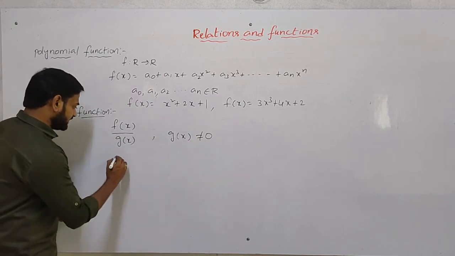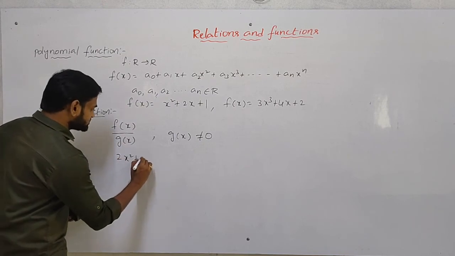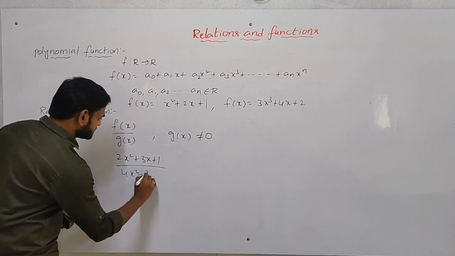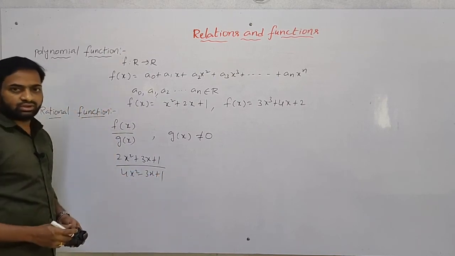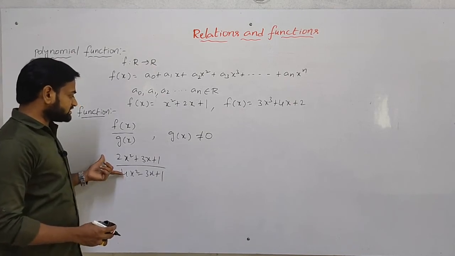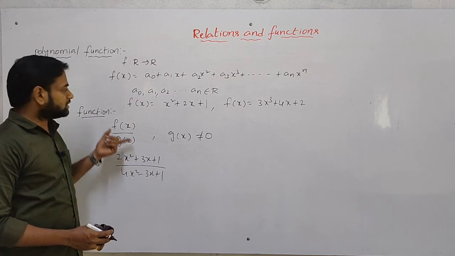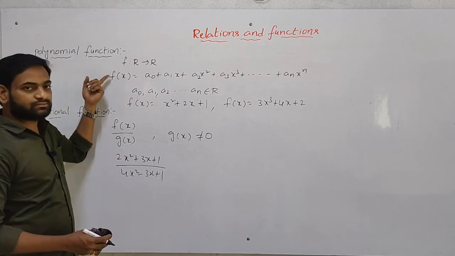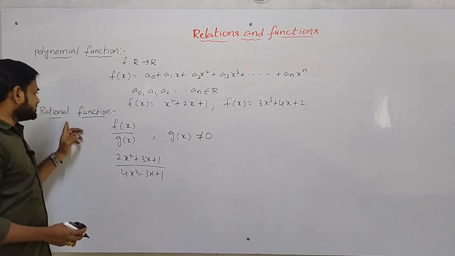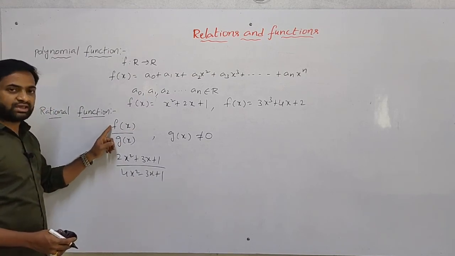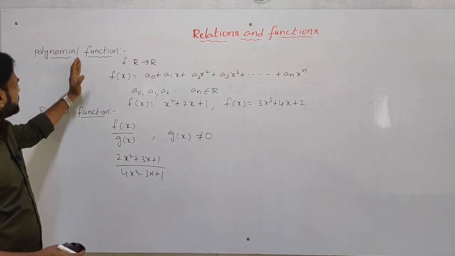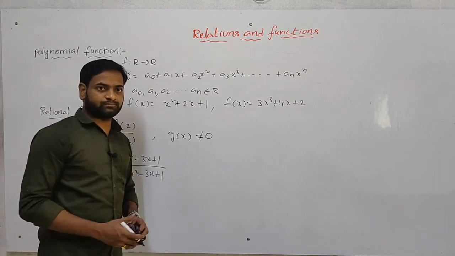So you can take an example like 2x square plus 3x plus 1 by 4x square minus 3x plus 1. Anything you can take. It is f of x and g of x. So f of x and g of x both are polynomial functions in terms of x. So a rational function is in the form of f of x by g of x. That's it. So this is the polynomial function, and this is the rational function.